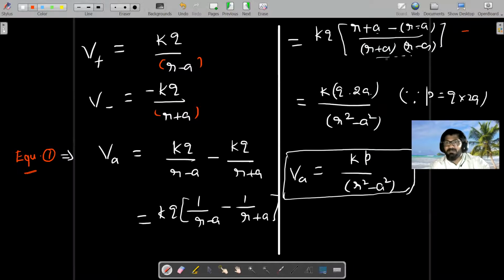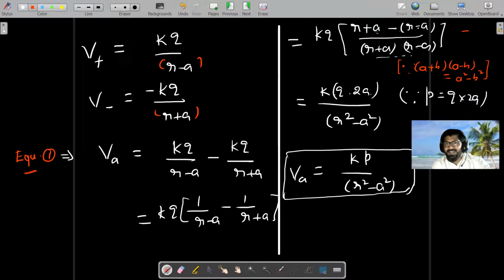It is in the form of a plus b into a minus b. We know that a plus b into a minus b is a square minus b square. By applying this formula, the denominator part you can write as r square minus a square, whereas in the numerator we have r plus a minus of r minus a.